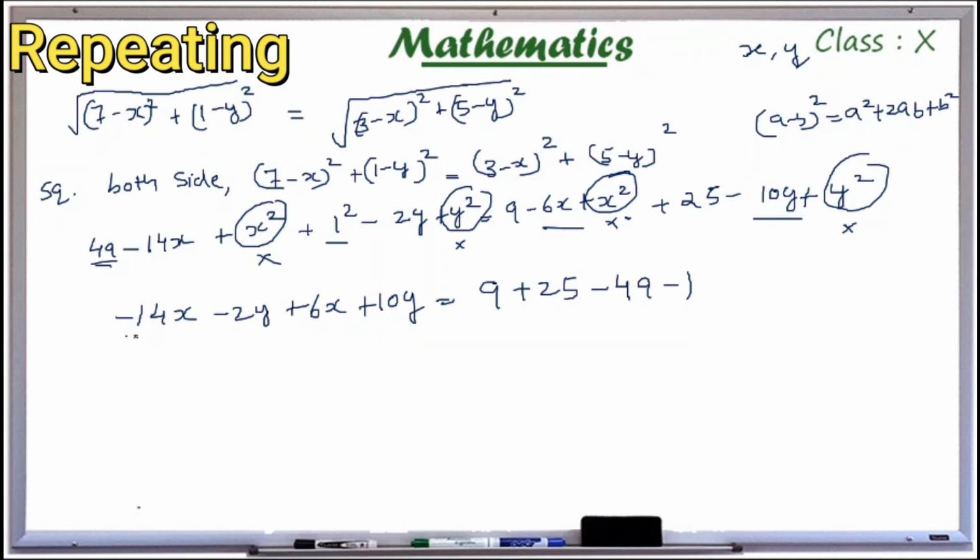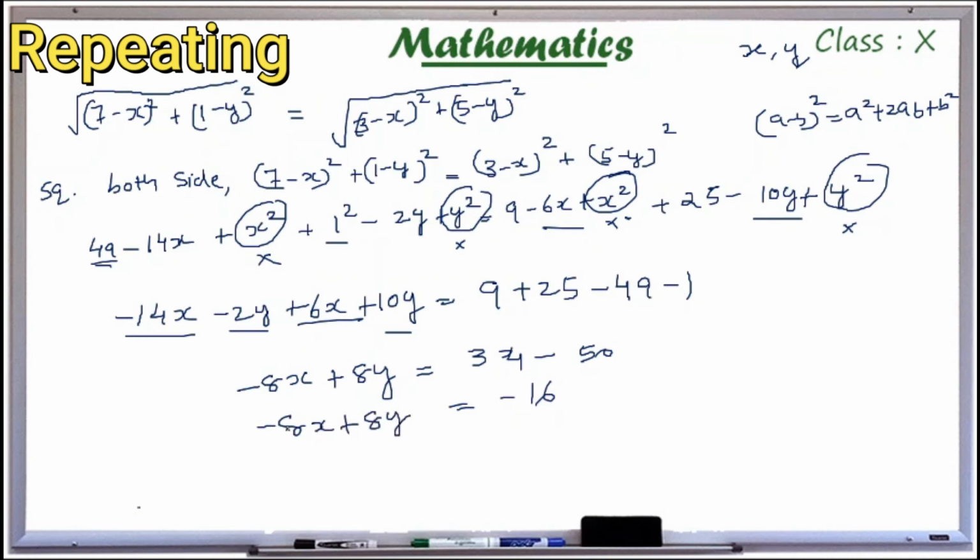So minus 14x plus 6x is equal to minus 8x. Minus 2y plus 10y is equal to plus 8y. And 34 minus 50 is equal to minus 16. So minus 8x plus 8y is equal to minus 16, and cancelling 8 from both sides, we get minus x plus y is equal to minus 2. So the relation is minus x plus y is equal to minus 2, and that is the answer.